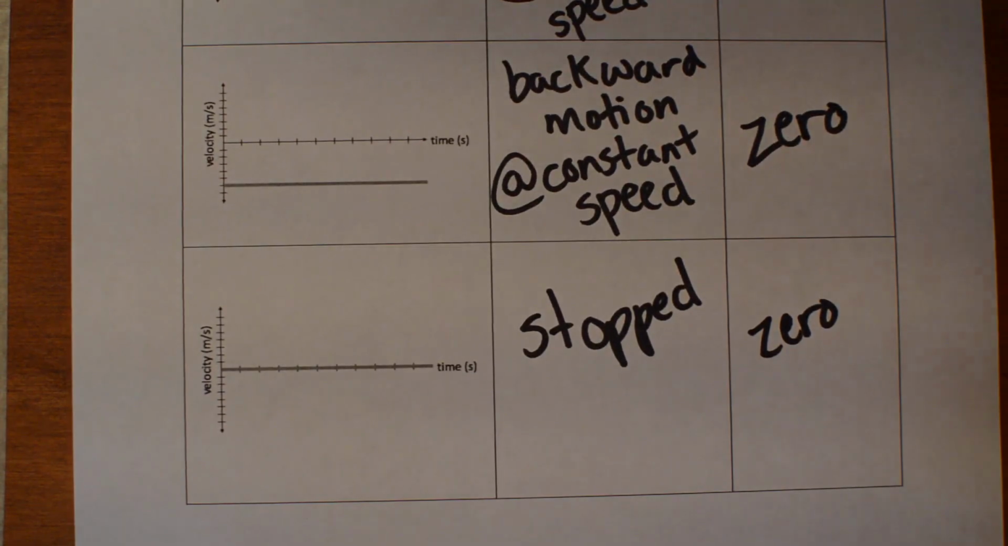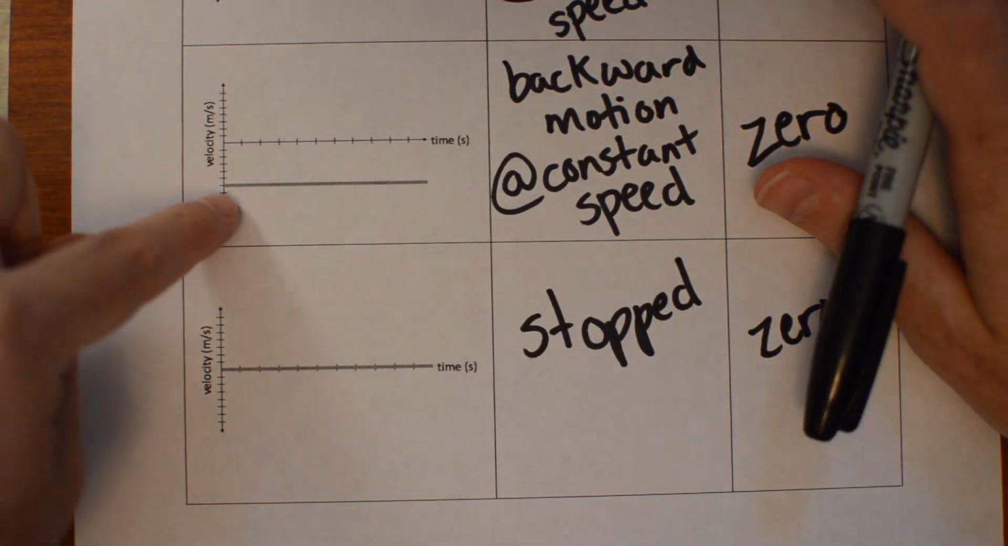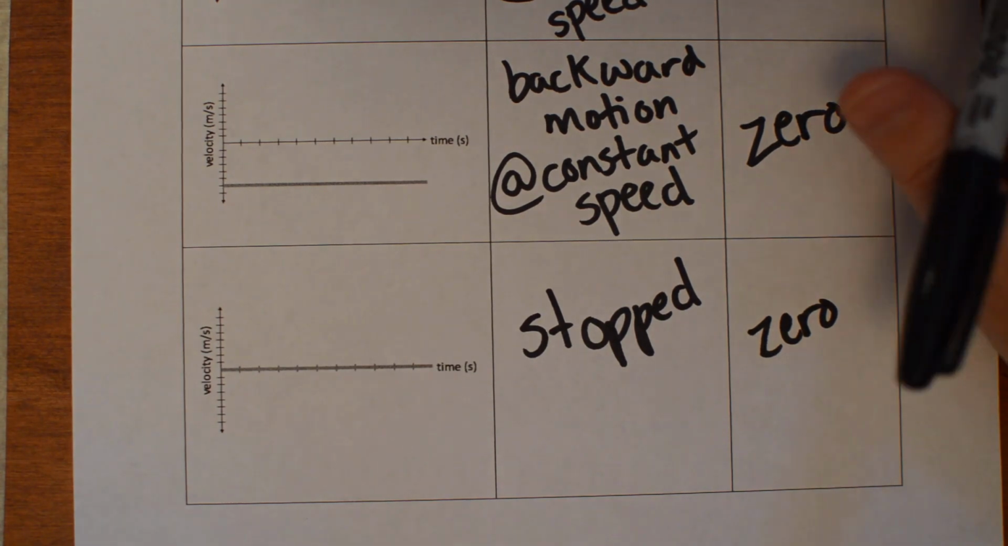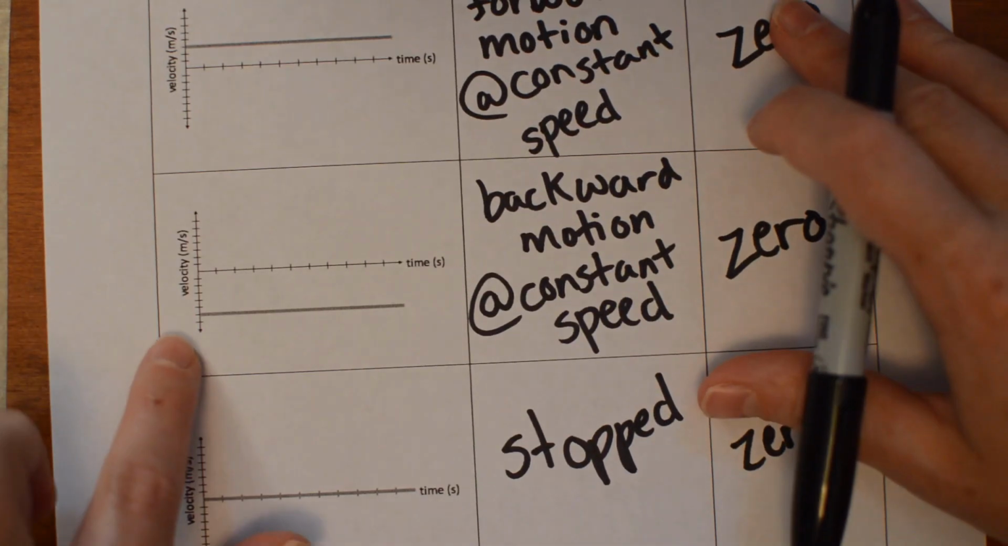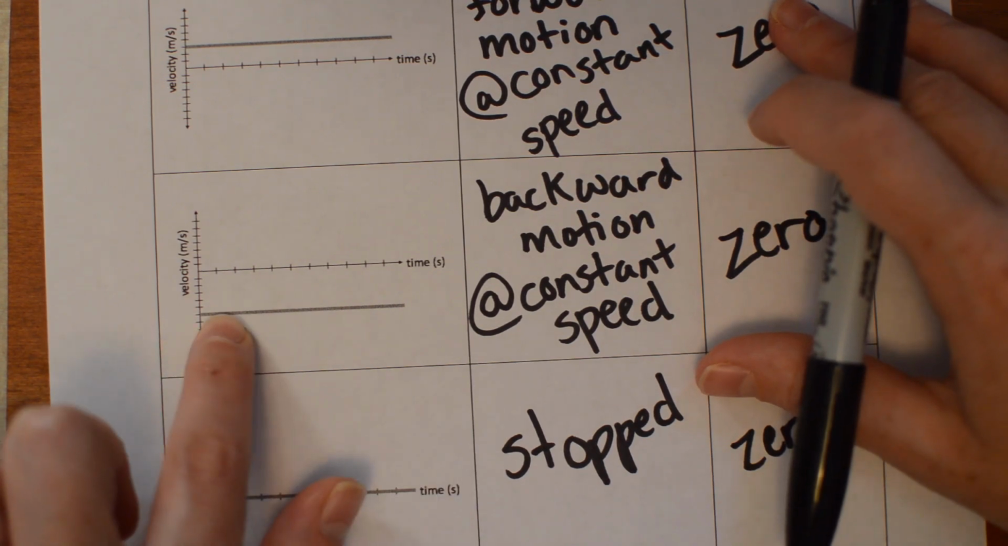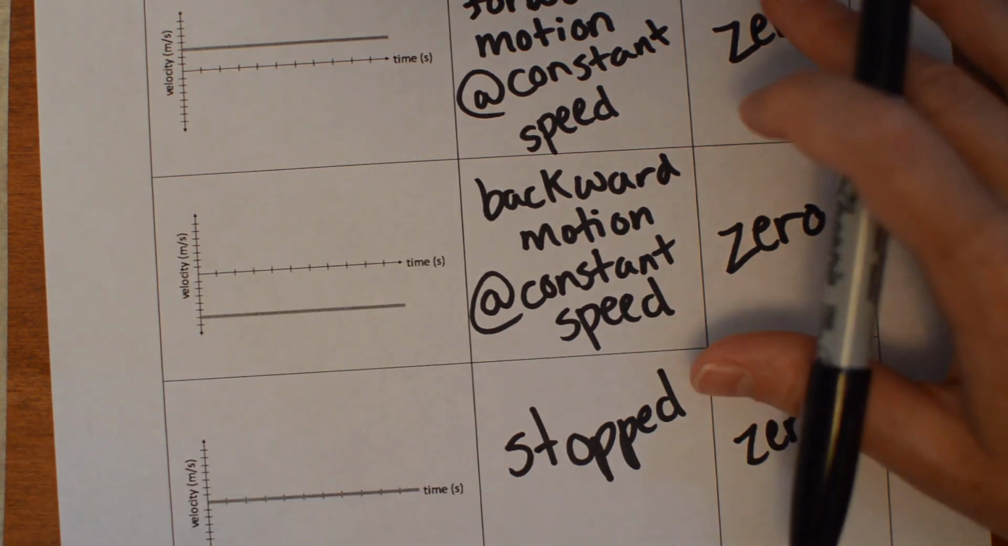What people find tricky, I find, with velocity time graphs is they see a horizontal line and they assume it means stopped. It only means stopped if that horizontal line is at 0 velocity. If that horizontal line is, say, at some negative velocity, it means constant speed backwards. All right, let's get into some trickier ones.